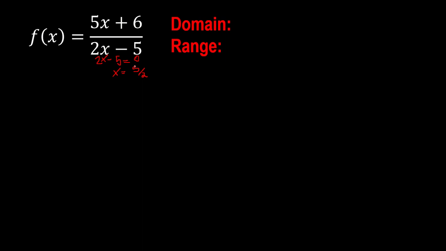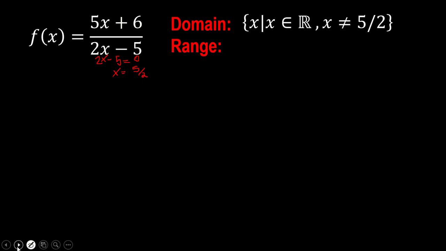Since this is the vertical asymptote, we can say that this is the only value that is not included in our domain. So x such that x is an element of all real numbers, wherein x should not be equal to 5 halves. So, all real numbers except 5 halves.